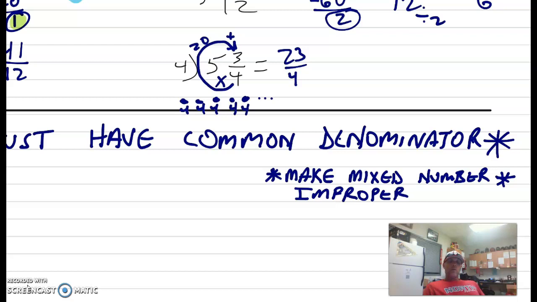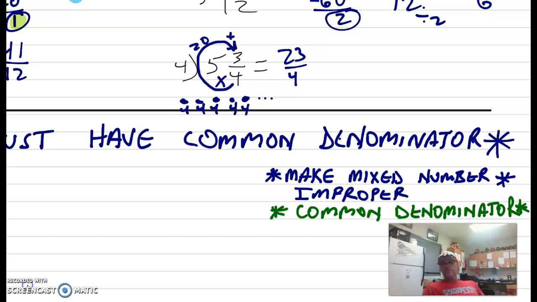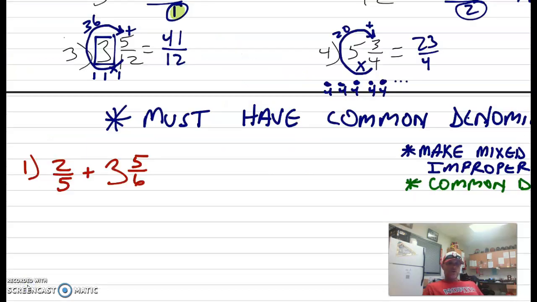Okay? There are times that we have an option to leave them as a mixed number when we're adding. But if every single time you make them improper, you will not make a mistake. And like I said, always, always, always have to have a common denominator when adding and subtracting. So here's our first problem. 2/5 plus 3 and 5/6. Get that written. Pause it if you need to, like I said.